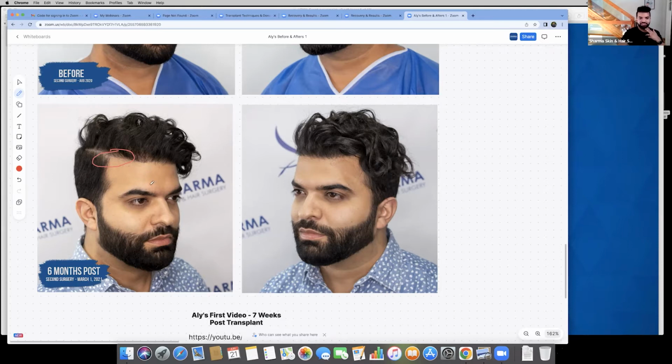So that's 6 months post-surgery, and now here I am sitting 22 months post my second surgery, and you can see right in the pictures or in the video, where's the camera? Here we go.